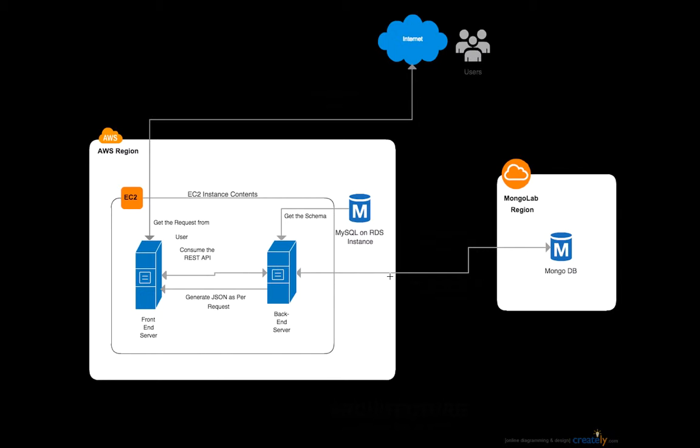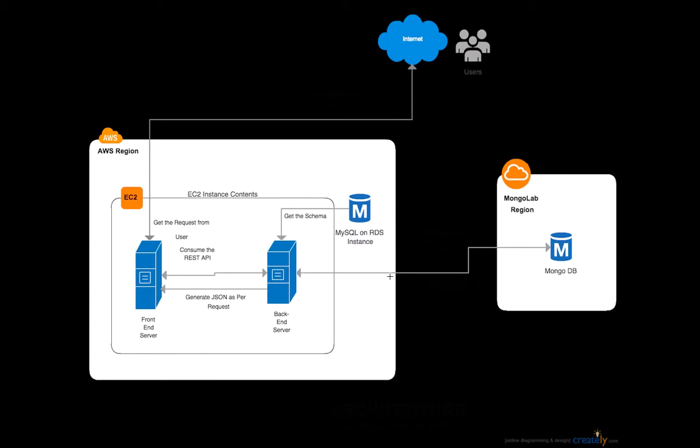So we have two servers running on EC2 instance on AWS. One is the front end server and one is the back end server. And we also have a schema information saved on MySQL which is running on RDS instance. And all the form data is being stored on MongoLab.